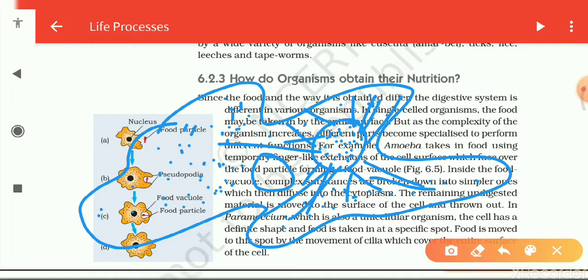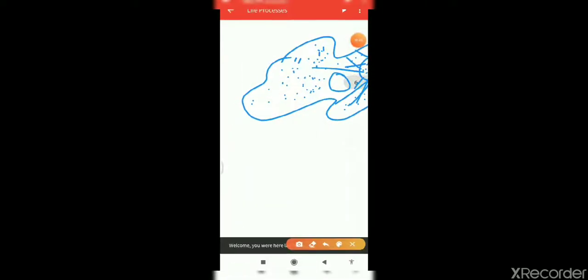After that, egestion means, students, when the undigested food particles are not digested inside the amoeba, they come out through the surface of the amoeba. That is called egestion. Egestion means removing the waste product from the body. Now this is all about the nutrition in amoeba.